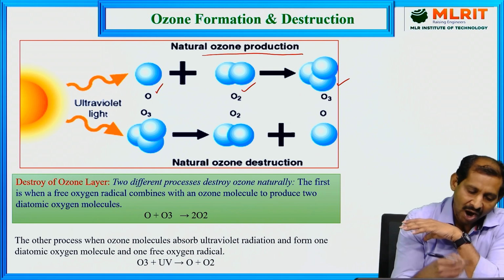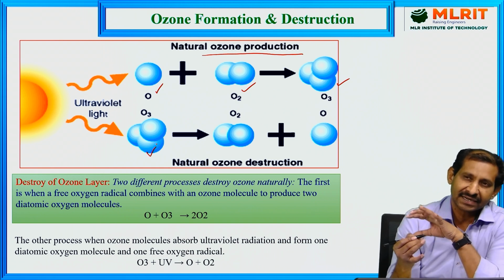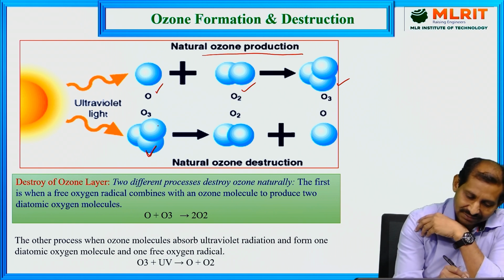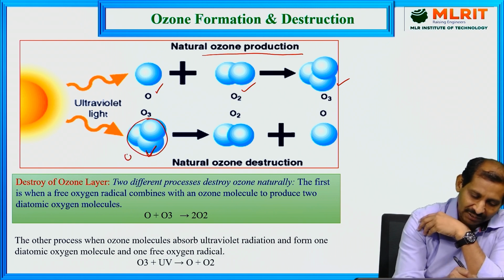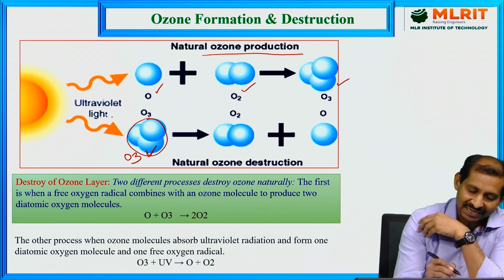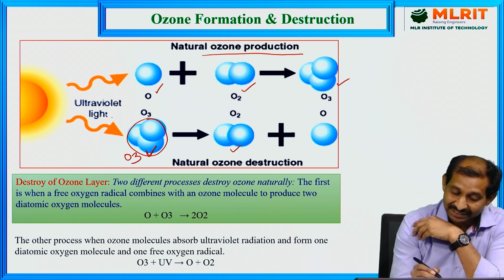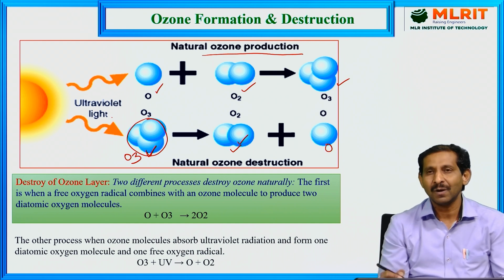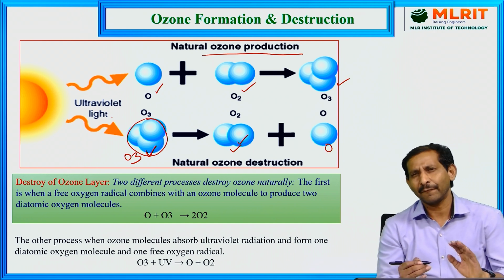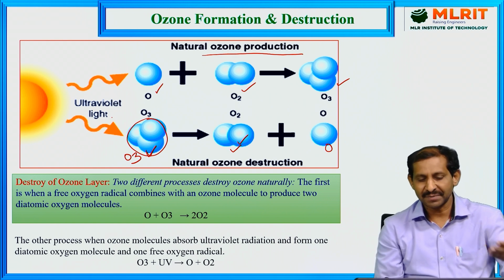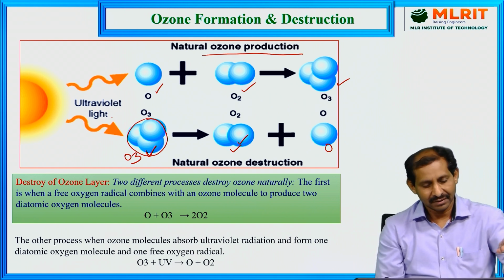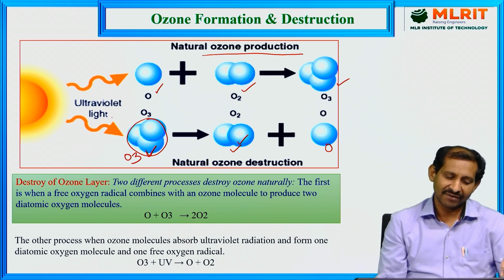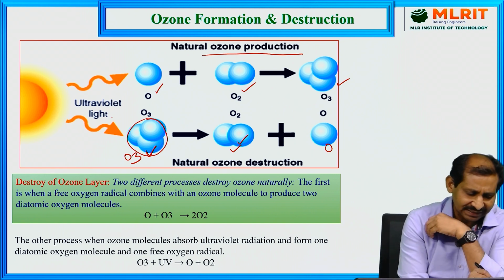How will the ozone layer be destroyed in the natural way? The ozone molecule, the O3 molecule, absorbs the ultraviolet radiation and then dissociates into an oxygen molecule and a free atom of oxygen. So the natural formation of ozone is by using ultraviolet radiation, and the destruction also takes place by ultraviolet radiation only. So here is the destruction of the ozone layer.